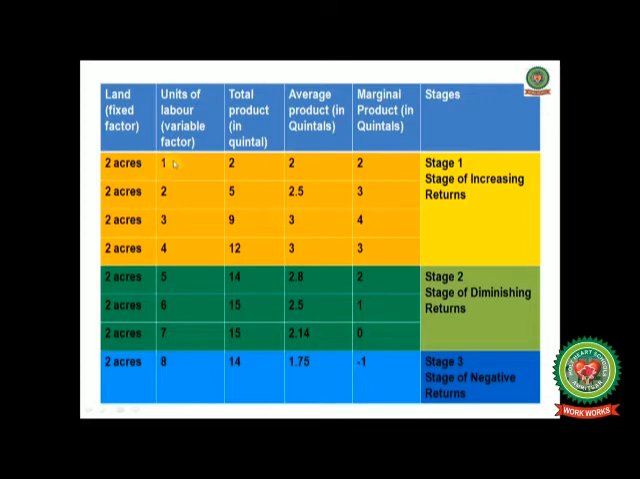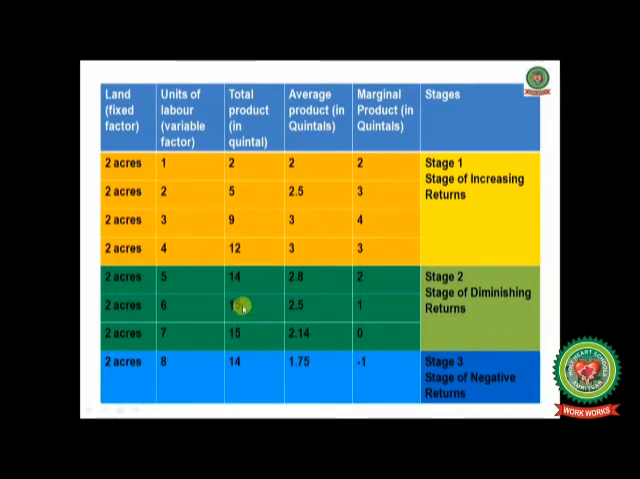First, when there is 1 unit of labor, the total product is only 2 quintal of wheat. When the labor on the same piece of land is increased from 1 laborer to 2 laborers, the total product increases to 5 quintal of wheat. With 3 laborers there are 9 quintal of wheat, with 4 laborers 12 quintal, with 5 laborers 14 quintal, with 6 laborers 15 quintal, and with 7 laborers 15 quintal of wheat.